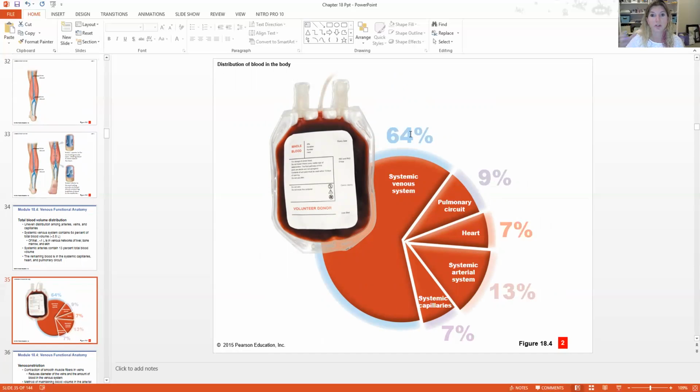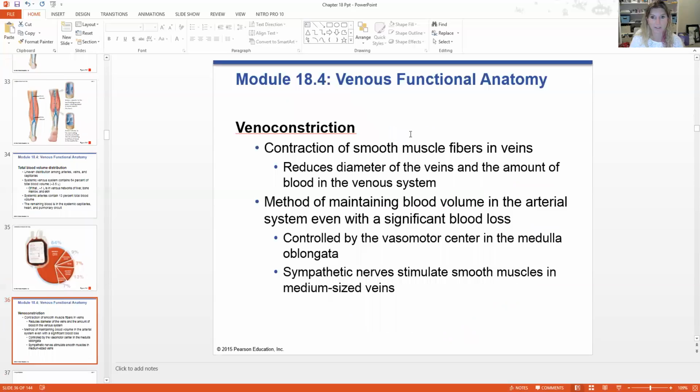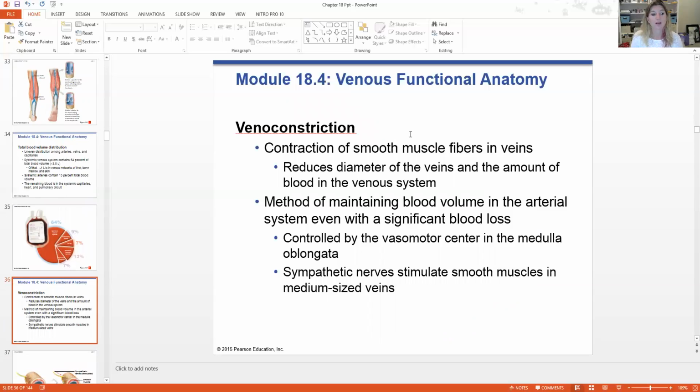Again, the large volume of the veins, they have a very large diameter compared to arteries, and the fact that there's very low blood pressure is the reason why there's so much blood in the veins. So the process of vasoconstriction is when the smooth muscle fibers in the veins contract. This is going to reduce the diameter of the veins and therefore reduce the amount of blood within that particular vein or within the venous system in general.